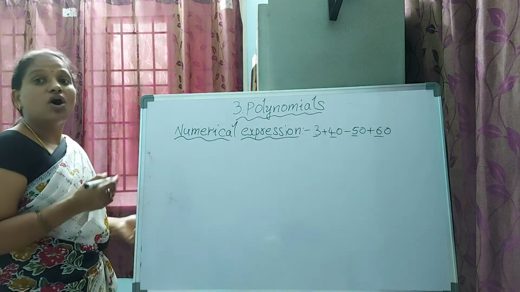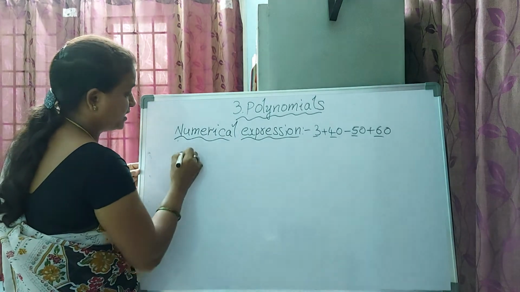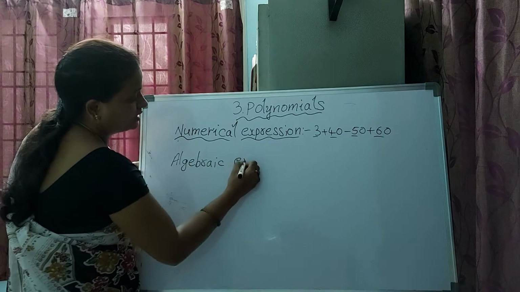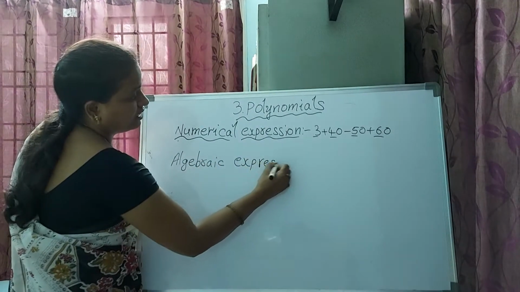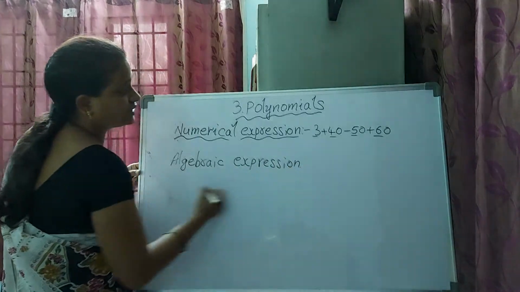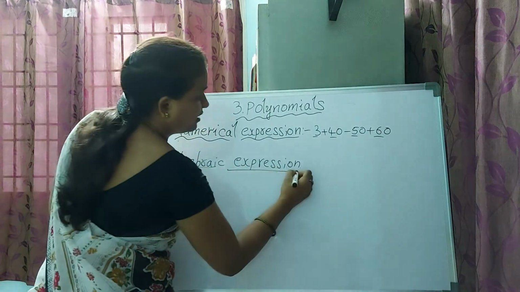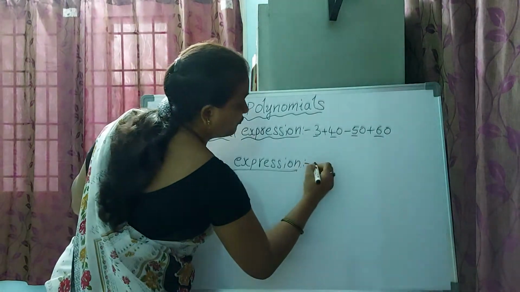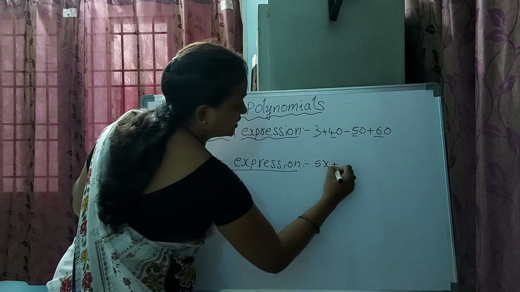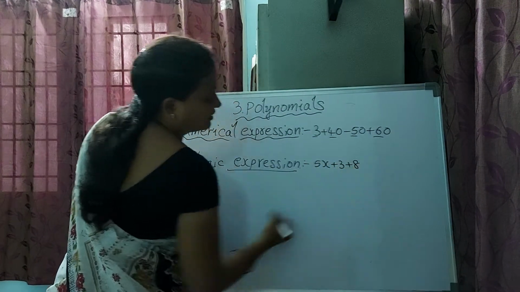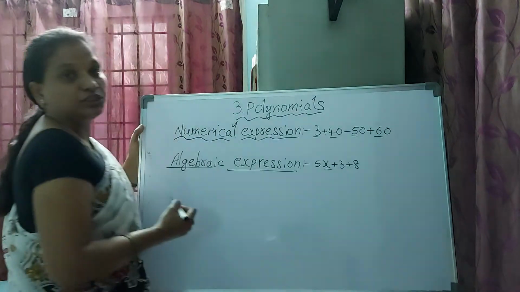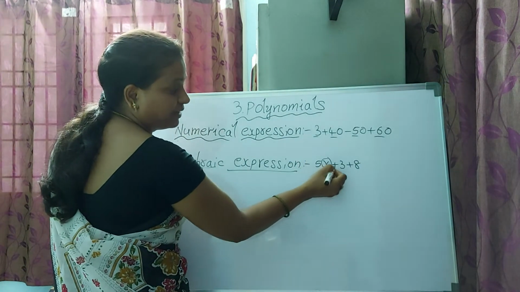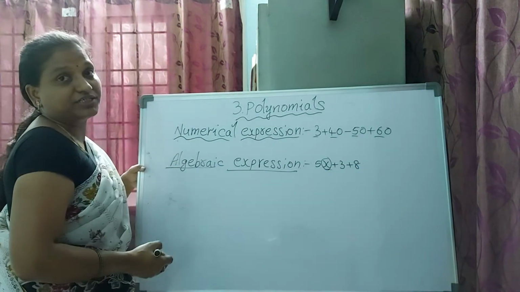Another one is algebraic expression. Algebraic expression means it is the combination of both numerical terms, and at least it should have one variable. One variable it should have. 5x plus 3 plus 8. At least one variable it should contain, by the combination of addition and subtraction.